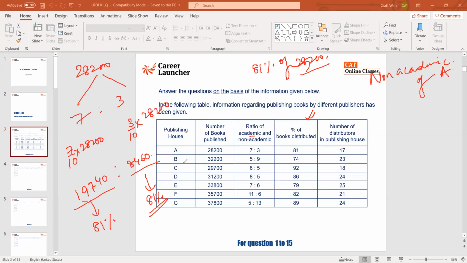So what is the total non-academic books? 8,460. How much will each distributor get? This is distributed by 17 distributors. So if I assume this is 8,500 approximately, 8,500 is 5 times 17 hundred. So very close to 500 should be my number. That means every distributor is getting around 500 books. Right? I hope how to read the data is clear.